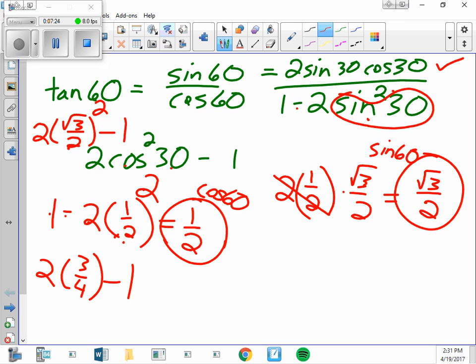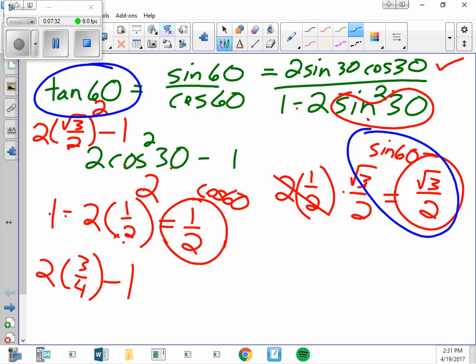But you remember our goal is to find the tangent. So I found the sine of 60 and the cosine of 60 using the double angle formulas. Now I just divide. So root 3 over 2, that's the sine.